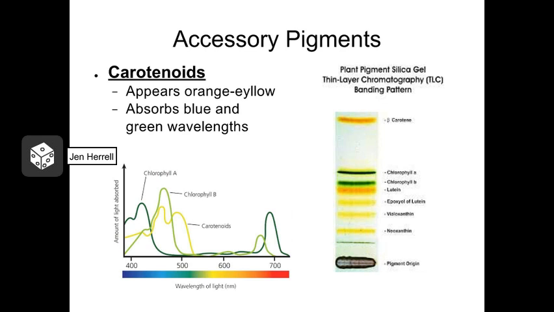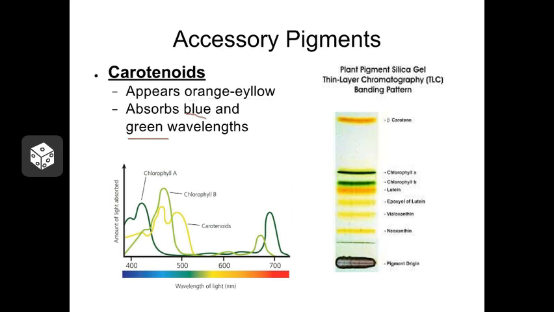Plants use a number of other pigments besides chlorophyll to capture light energy. These other pigments we refer to as accessory pigments, and carotenoids are a great example of that. Carotenoids are orangey yellow in color, and because they are orangey yellow in color, it means that's the wavelengths of light that they are reflecting back to your eyes, and they are capturing blue and green wavelengths. So what this allows the plant to do is to capture even more energy from even more wavelengths of light.